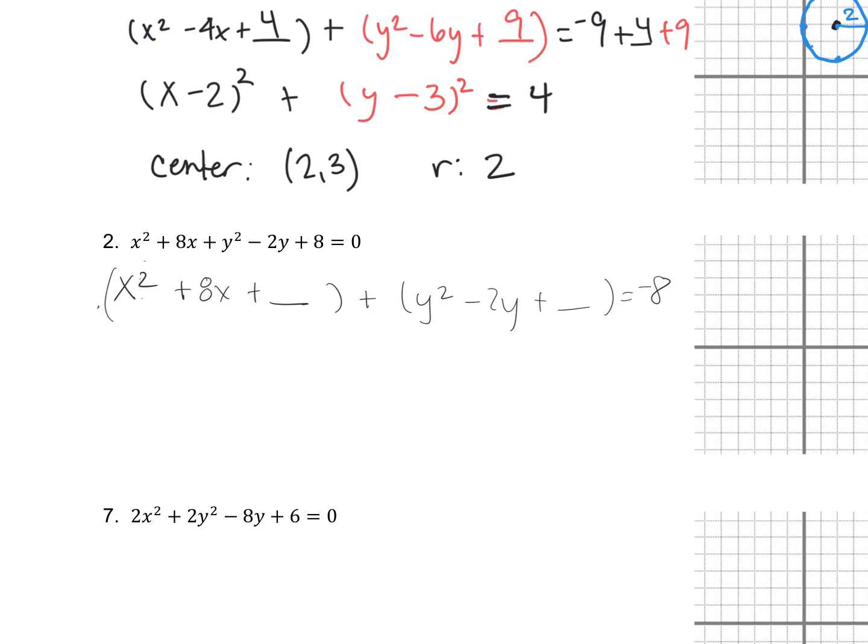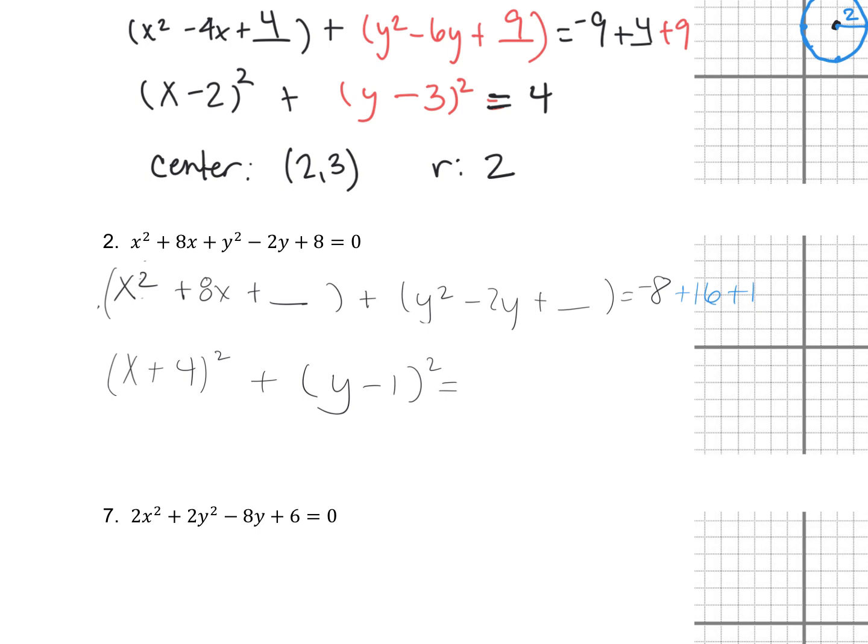Okay, so what'd y'all get for this first parentheses here? x plus 4. Okay, and then plus, what's the y? y minus 1, quantity squared. And then you had to add, let me do it in a different color. What did you add to the other side? You added 16 and 1. 16 plus a 1.